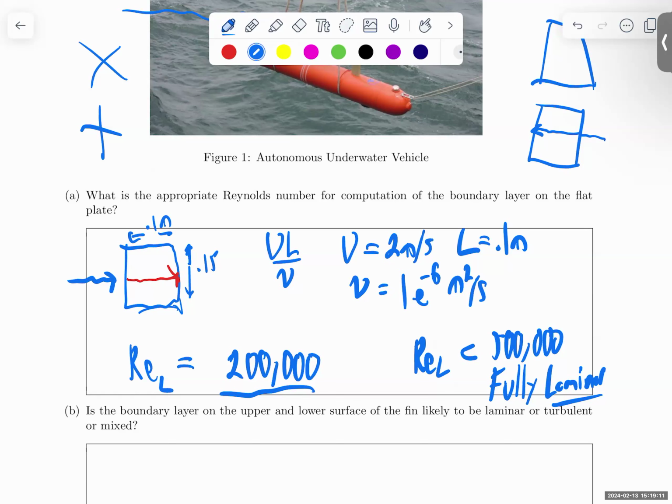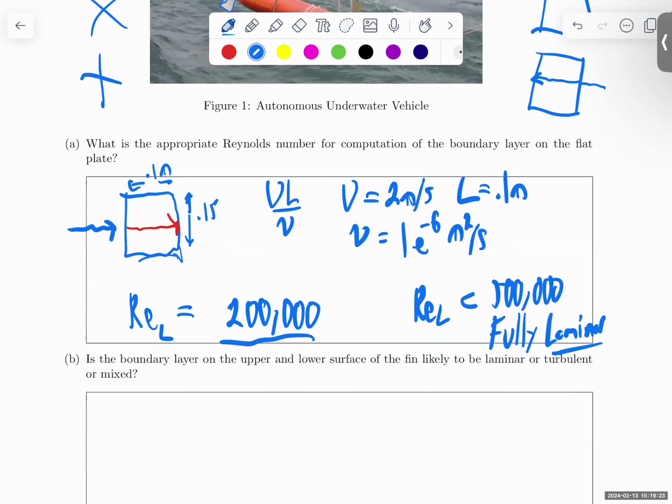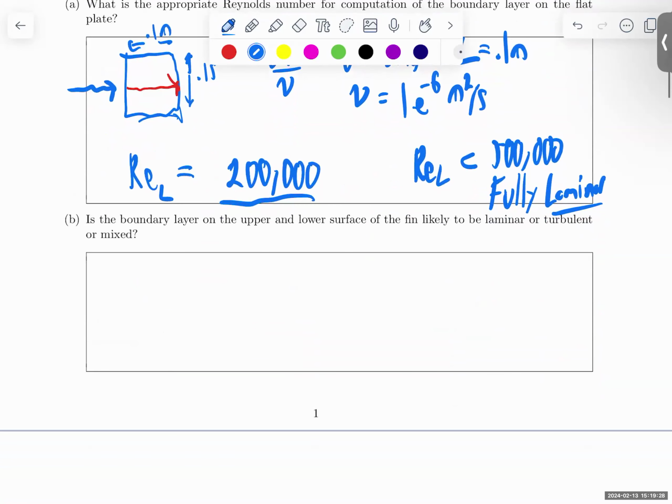Now, Reynolds number of 1 million is going to be tricky because it reaches 500,000 about halfway along, and that means it's kind of a mix of laminar and turbulent, and we'll talk about how we deal with that on Thursday. In this case, we are well under 500,000. I think it's safe to assume it's fully laminar. We're going to use Blasius's formula. Because Reynolds number based on L is less than 500,000, we're going to say laminar.